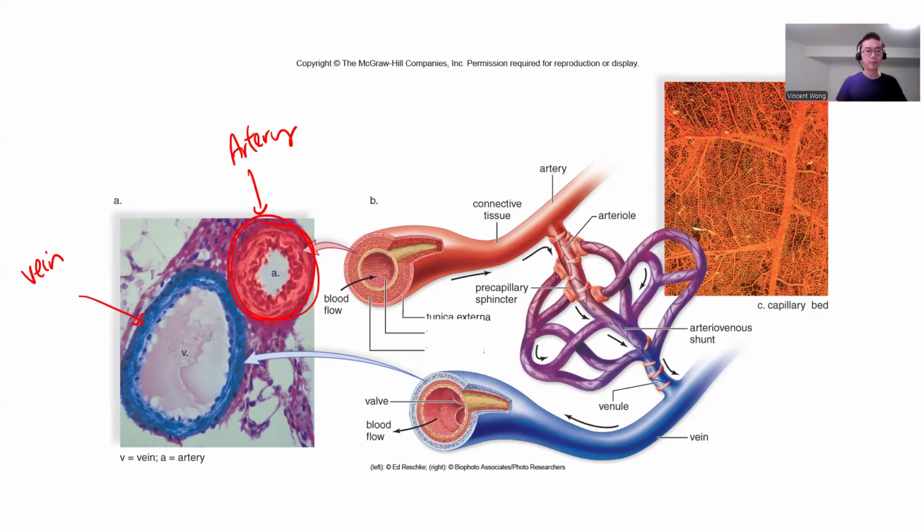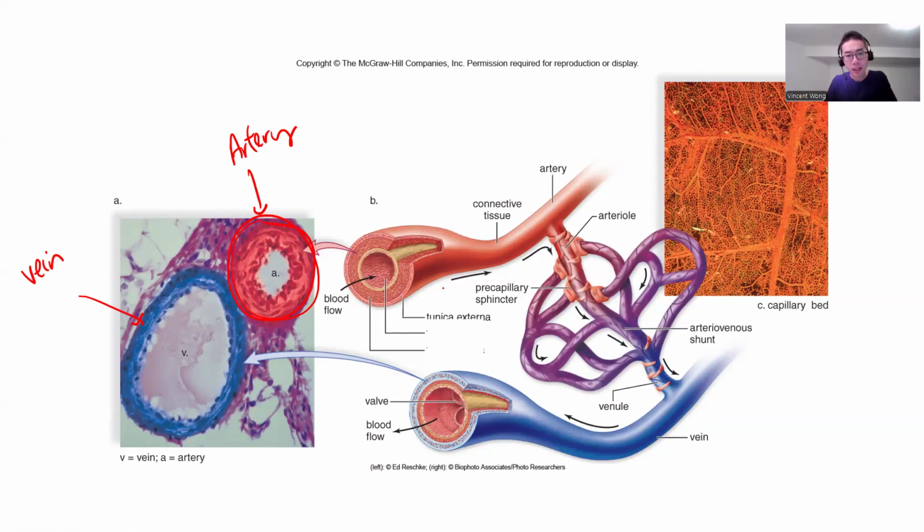Size, yeah. So I would say the vein here is bigger. The diameter is bigger. Anything else that you notice? That's right, Peace. The artery has thicker walls, right? Compared to the veins, which are thinner. And that makes sense as we talk more about pressure and things like that. But just keep that in mind. Keep this picture in mind as we progress through the lecture.